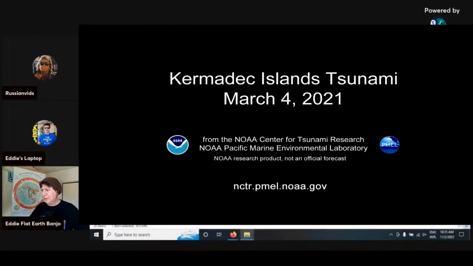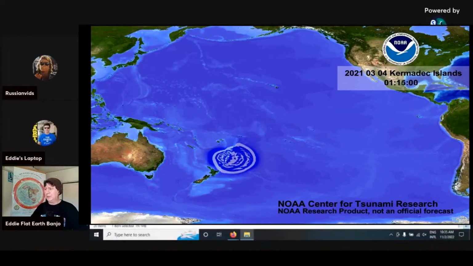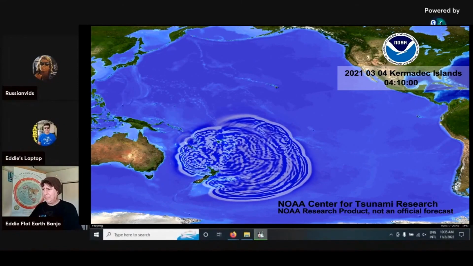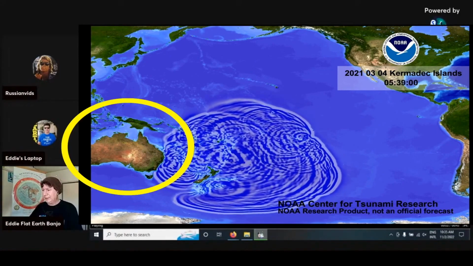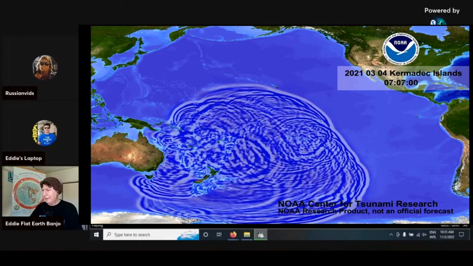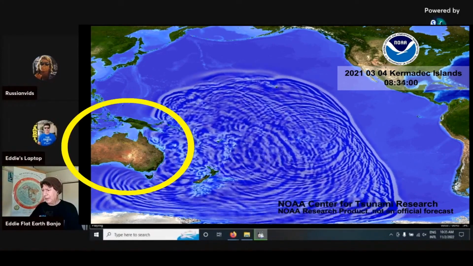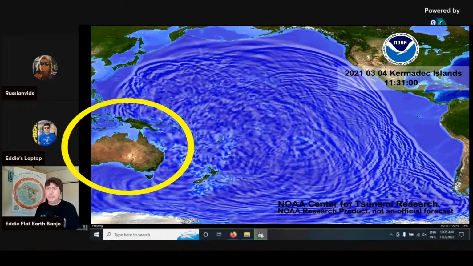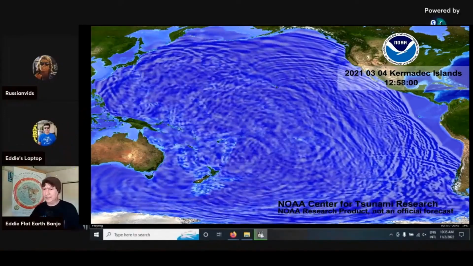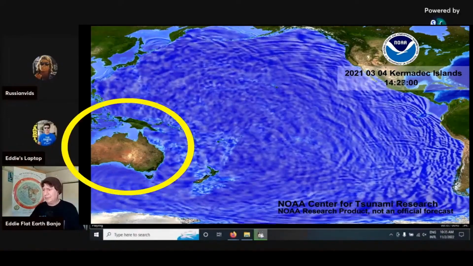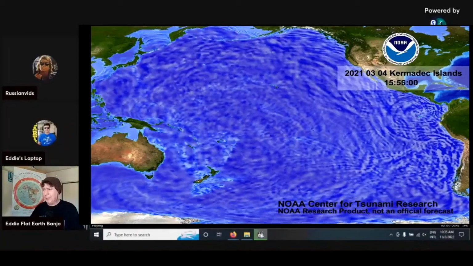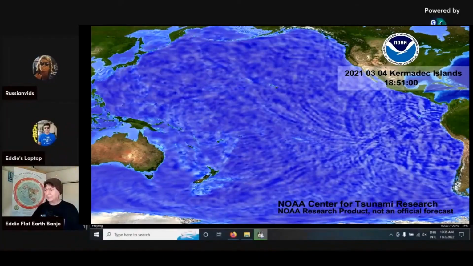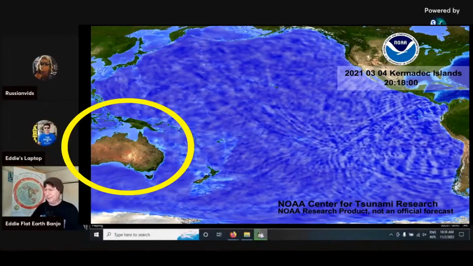Now let's look at this one. This one is one of the most important ones for the presentation today. This happened last year in New Zealand. So pay attention to how the waves are going to wrap around Australia. Now, Australia is a big continent. Okay, it's a huge continent. But you see here wrapping around Australia and it's spreading all over the Pacific.